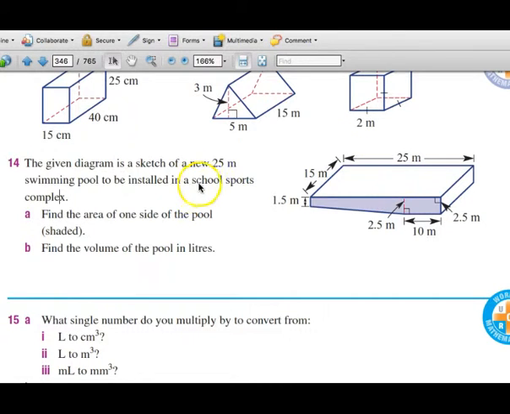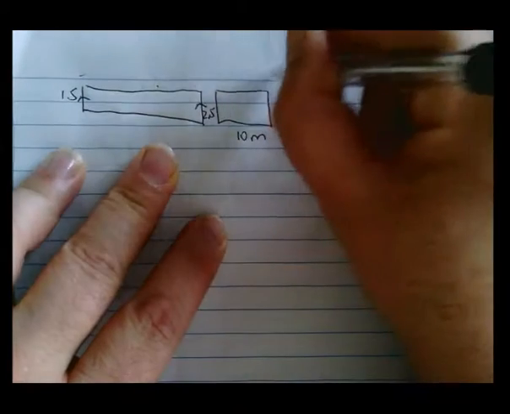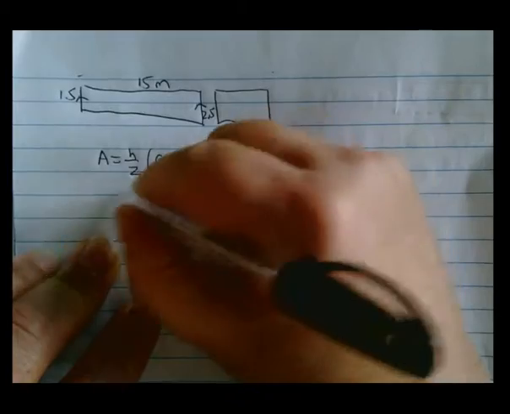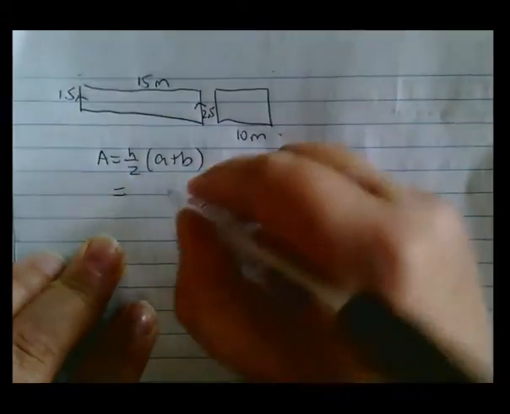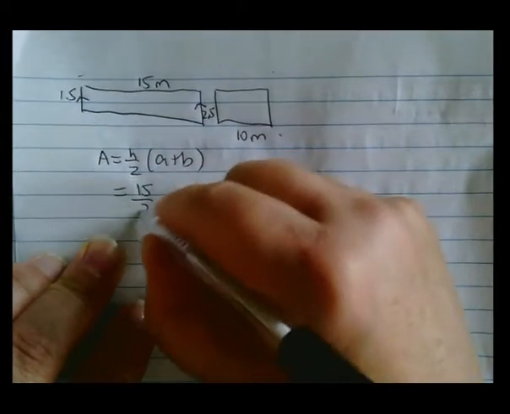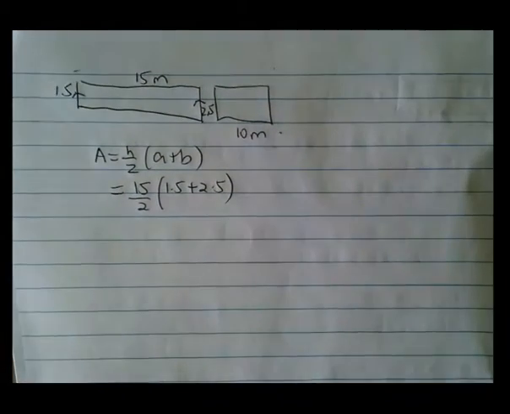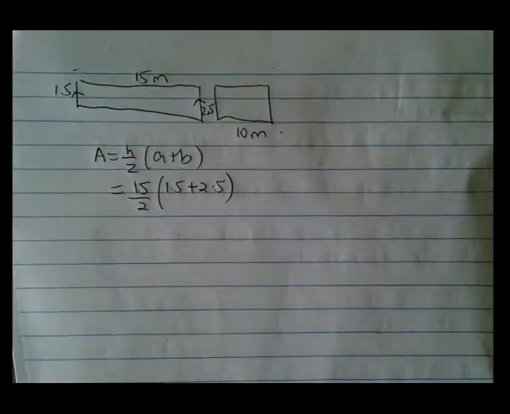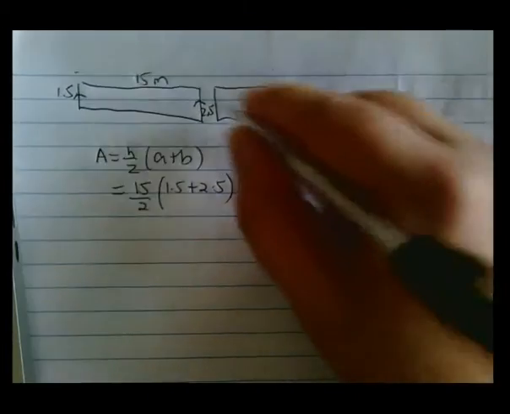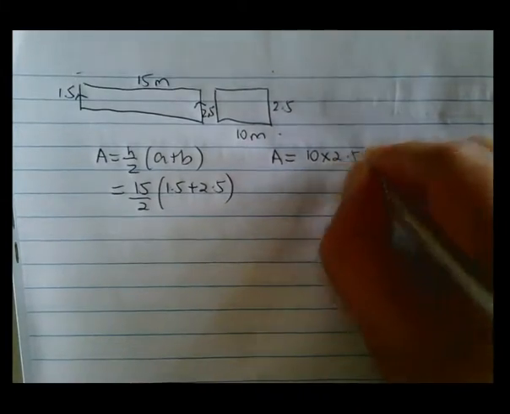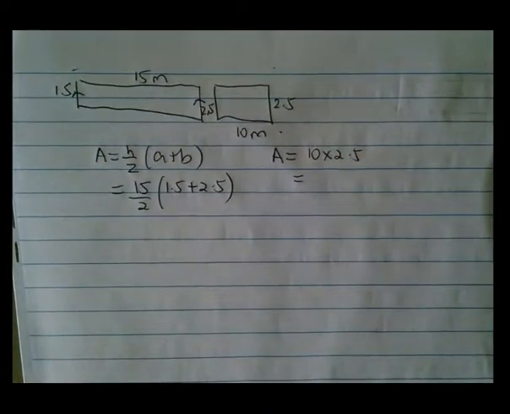All right, I've drawn it. Girls, the distance from there to there was 25, so this is 15 minus... You've got your trapezium, which is H on 2, A plus B. Your A plus B are your parallel sides. So height is 15 over 2. Your A plus B are 1.5 and 2.5. And then the area of this one is just a rectangle, 10 times 2.5. You can add those two areas together.